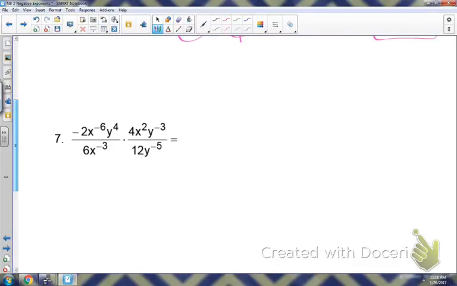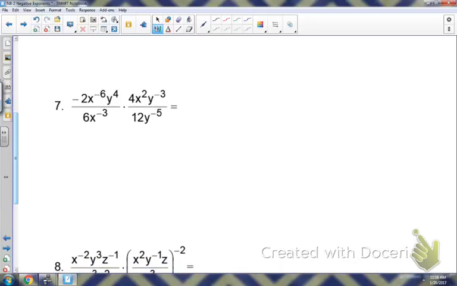Okay, looking at 7, it's very similar to 6. So we have fractions, multiply the tops, multiply the bottoms, and then we can get rid of those negative exponents. Or if you prefer, get rid of the negative exponents at the beginning. Okay, so negative 2 and 4 are coefficients. So multiply them, we get negative 8. Multiplying the x's, we add the exponents, we get x to the negative 4th. And then the y's, we get positive 1, which we don't have to write there.